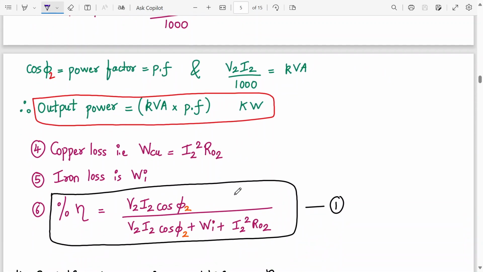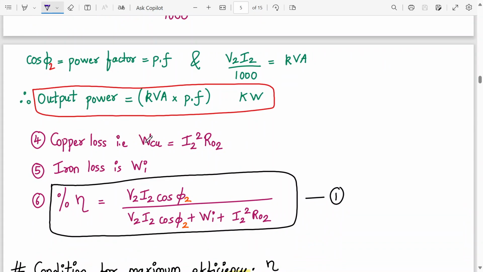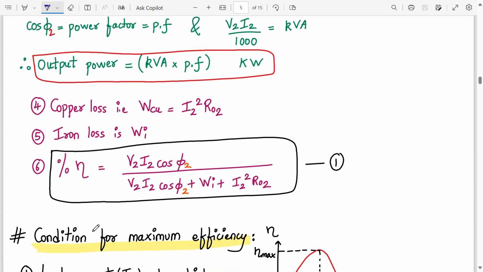Also, the copper losses are given by I2 square RO2, and the iron losses are WI. So WCU is I2 square RO2, and this is WI. So the percentage efficiency will be output power divided by output power plus total losses. So write down this modified formula number one. The percentage efficiency will be this, into 100, which is not written yet.